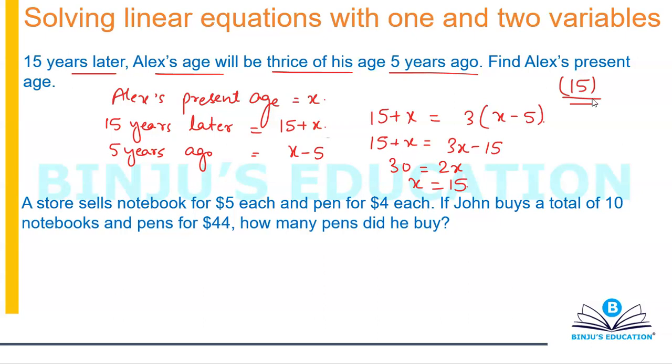The point is you have to follow this. You're going to read the question, you're going to determine the variable, you're going to form the equation, and you're going to solve the equation. These are the only 3 things that you have to do. There is no fourth thing.